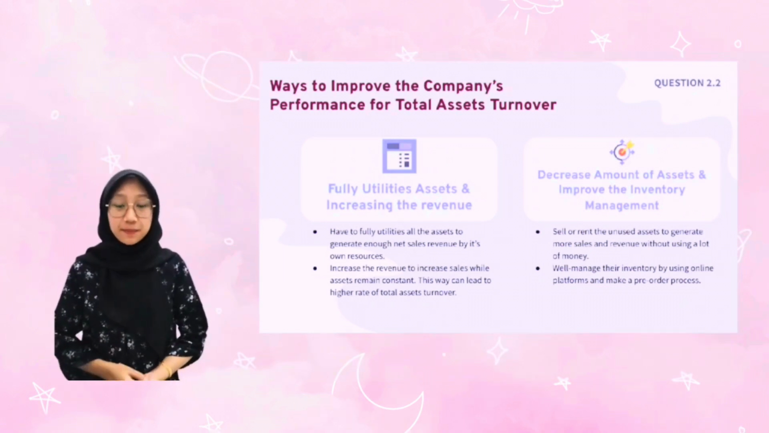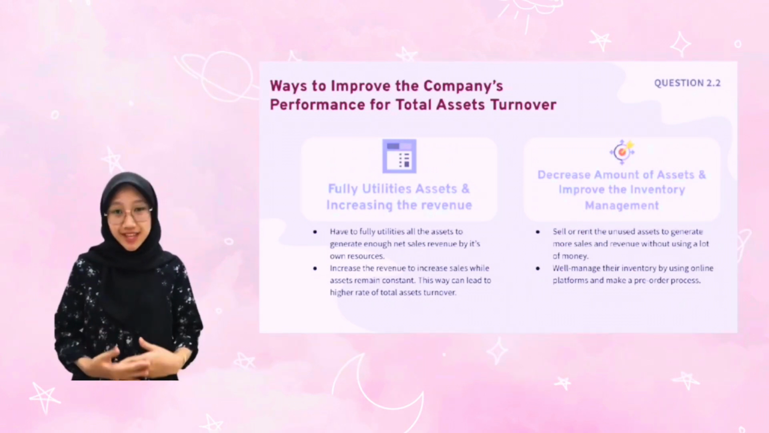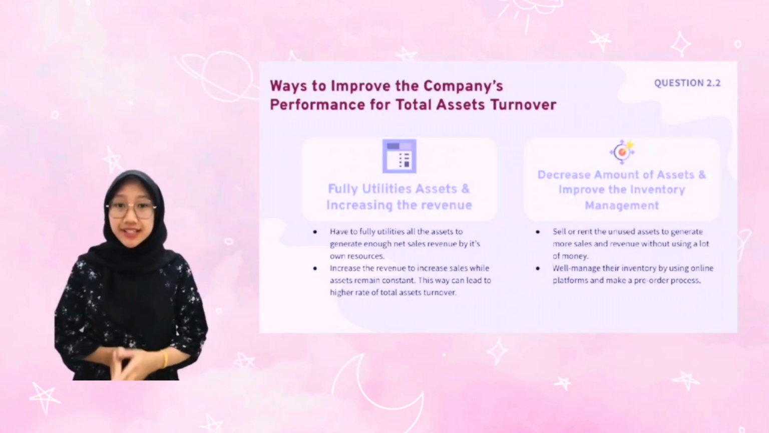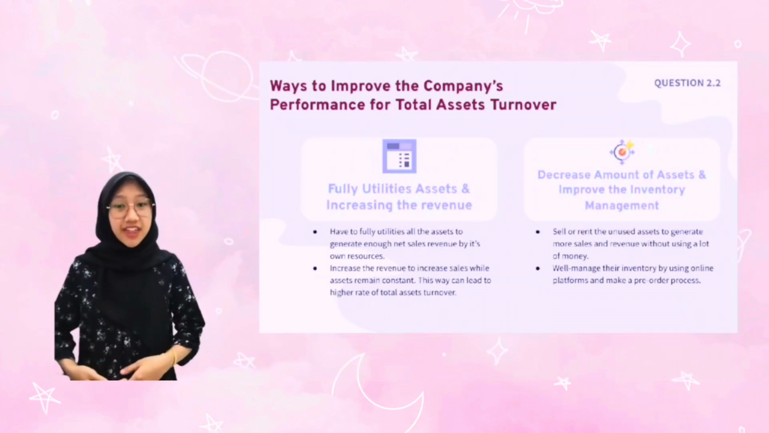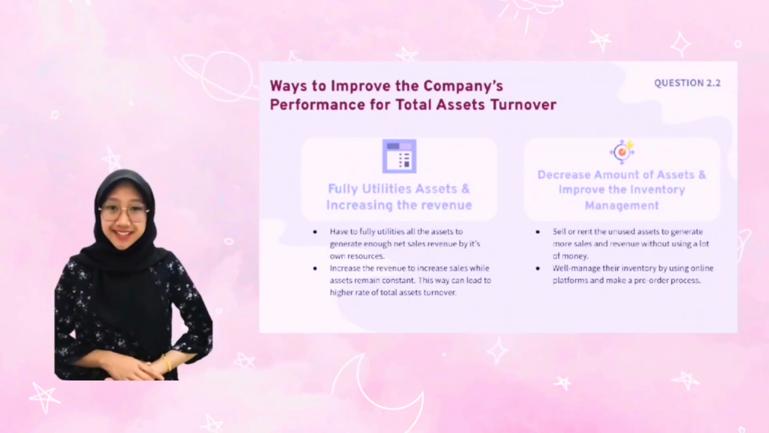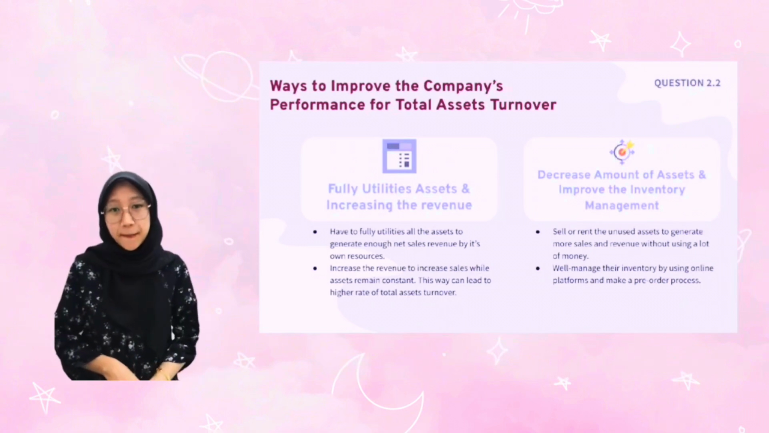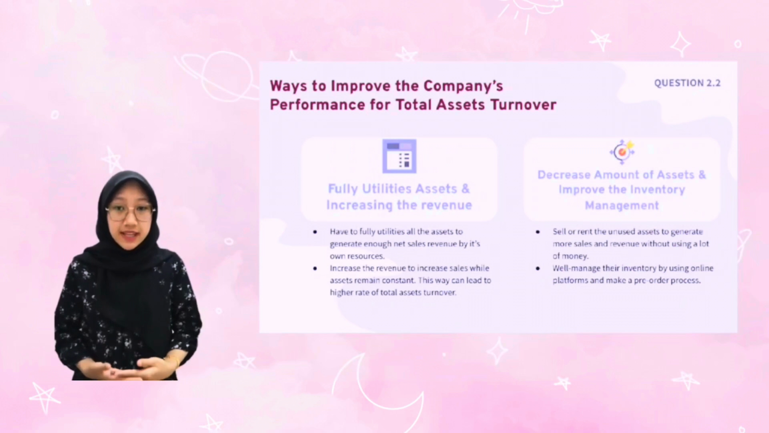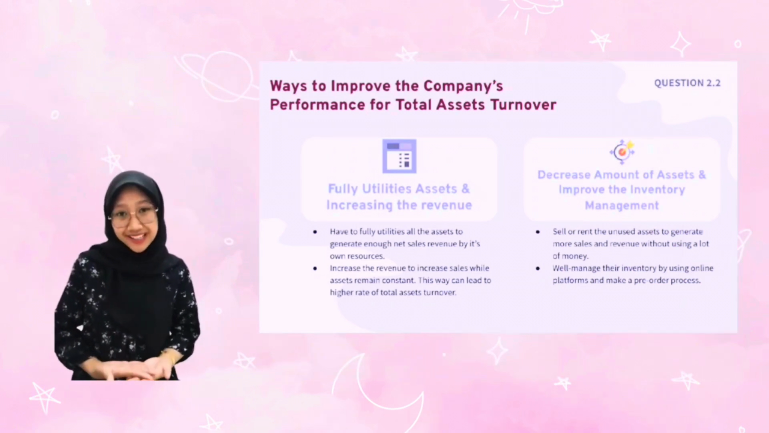The second way to improve the company's performance is to decrease the amount of assets that are not used anymore by selling or renting them to another company, and to reduce the inventory by improving inventory management, since poor management can cause the company to be in either surplus or shortage. For example, the company can sell or rent the assets that are not giving benefits and advantages to them anymore, but that might be useful for other companies. By doing this, they can generate more sales and revenues without having to spend a lot of money.